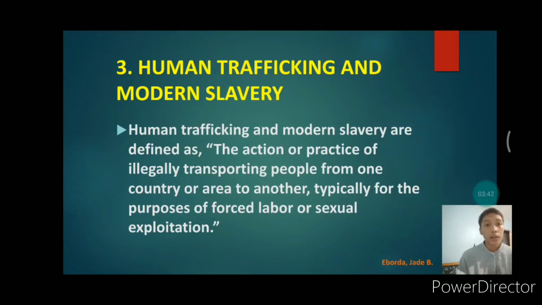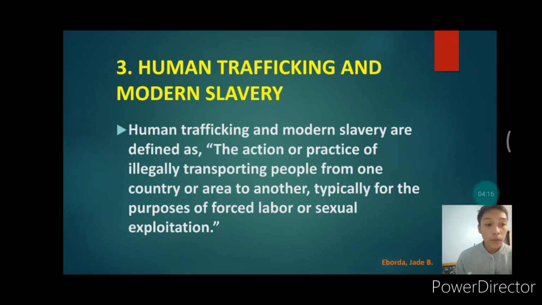Next is human trafficking and modern slavery. Human trafficking and modern slavery are defined as the action or practice of illegally transporting people from one country or area to another, typically for the purposes of forced labor or sexual exploitation. So, of the 25 million victims of forced labor, 5 million are estimated to have crossed an international border.